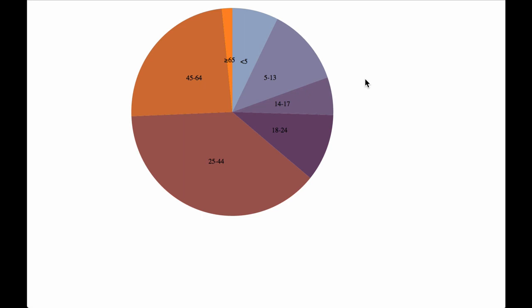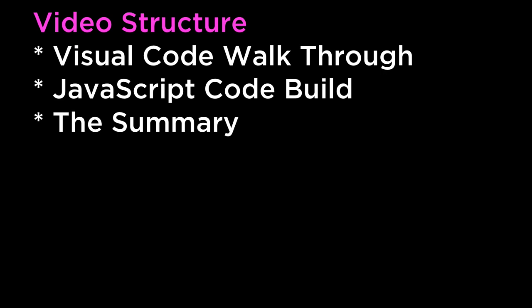Once we have this array of objects where each object has an object inside of them, we can bind the outside objects to SVG group elements, and we can bind the inside objects to SVG path elements based on the D3 arc generation function and the D3 pie chart layout function. In this chart, we use the D3 pie chart layout function to do the math behind the scenes for us. The summary. This video provided a visual code walkthrough, a JavaScript code build, and the summary.